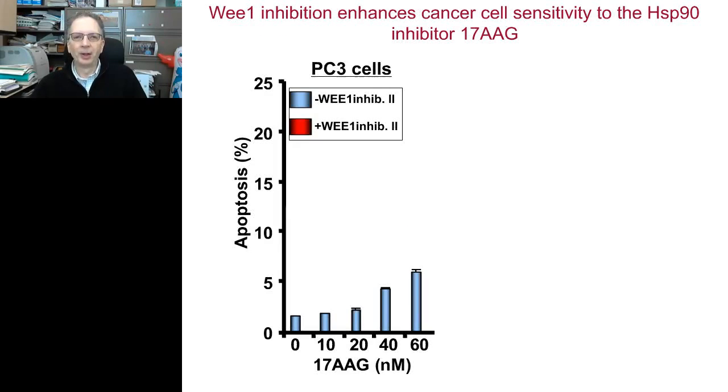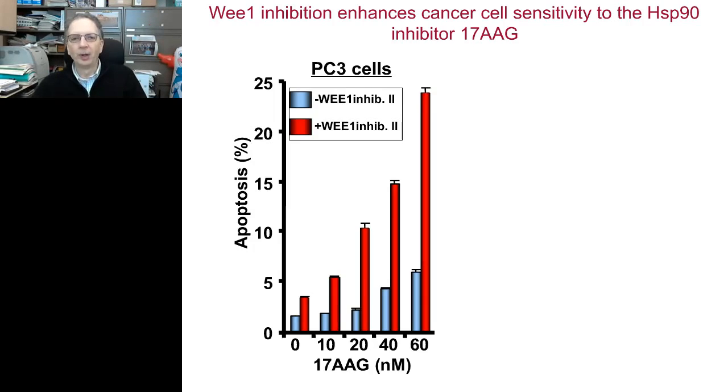And what we're showing here is the percent of apoptosis in escalating doses of the HSP90 inhibitor 17-AAG. You can see that on its own, at these concentrations, 17-AAG does not induce a high degree of apoptosis. But if we include a WEE1 inhibitor at a dose that by itself is minimally apoptotic, the combination of HSP90 inhibitor and WEE1 inhibitor induces synergistic apoptosis. This is true in 2 different tumor lines, PC3, which is derived from a prostate cancer, and HeLa cells, which is derived from cervical cancer. So the combination of WEE1 inhibitor and HSP90 inhibitor is synergistically apoptotic.